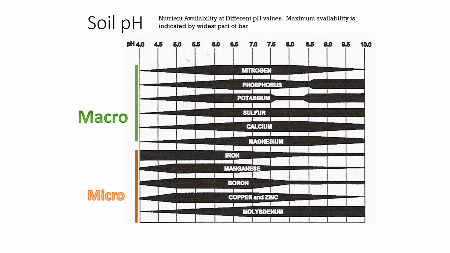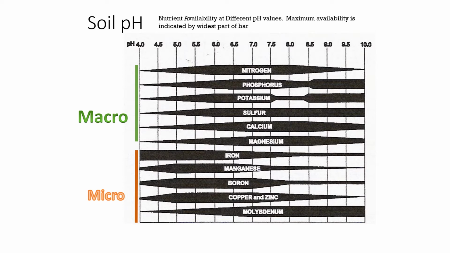So let's first talk about soil pH. The reason why soil pH is important for fertility management is that we know that as pH changes from acid, being somewhere around 4, all the way up to 10, where it would be a more basic soil, that impacts the availability of nutrients in the soil.